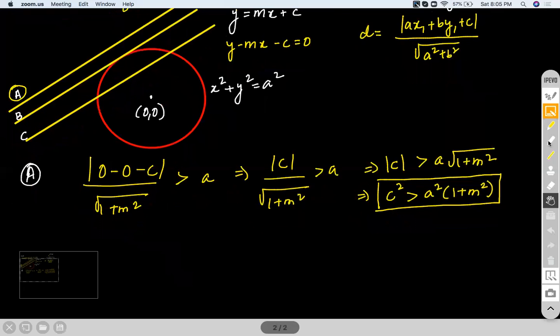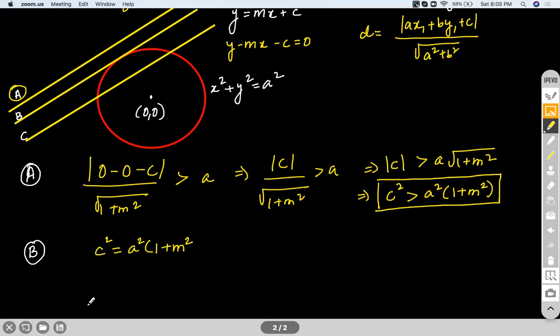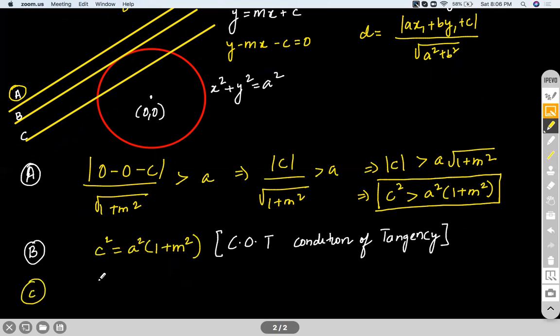Without wasting much time, situation B would be where c square is equal to a square times 1 plus m square. This condition is called COT, the condition of tangency. And situation C is where c square is less than a square times 1 plus m square. Based on this, let's have a quick question. Hope you have noted down these three conditions A, B, and C.